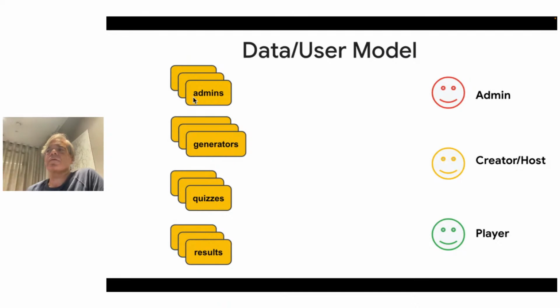And coming out of these requirements, I found 4 different data entities. We have admins, that's the list of privileged admins. As I said, I only need to enumerate those. I don't need to enumerate the creators or the players. We have this notion of generators.